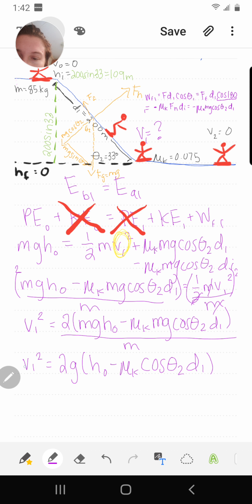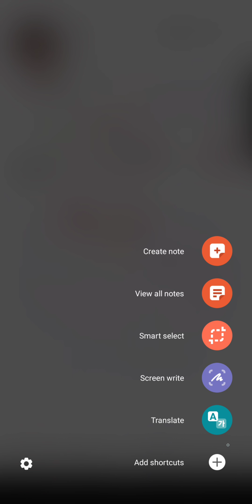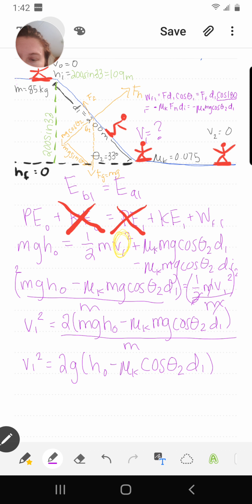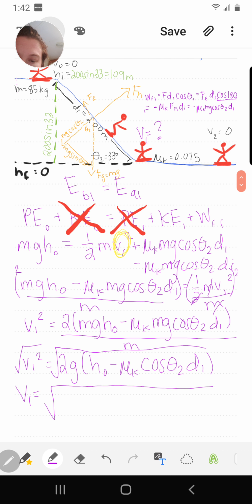Okay, well, we got to get rid of the squared, so how do we get rid of that? Well, we take the square root. So, in order to find the velocity, we need to take the square root of 2 times gravity times the initial height minus the coefficient of friction times the cosine of theta 2 times the distance.